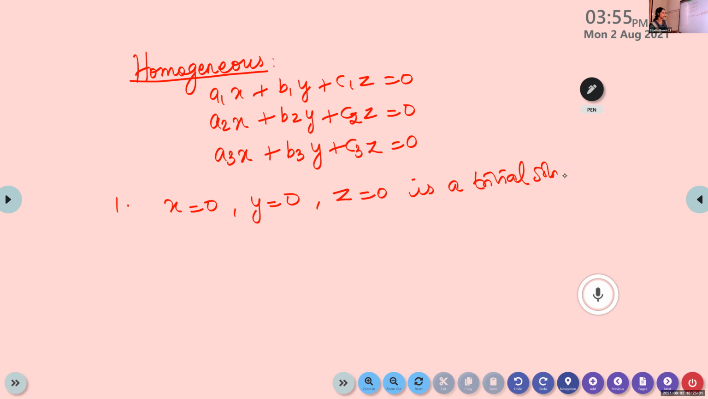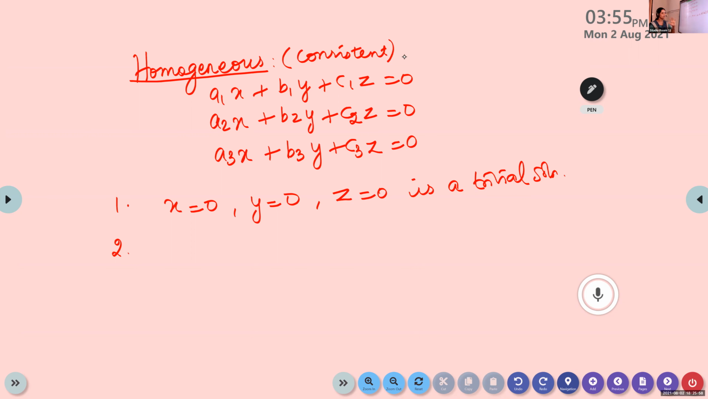Now listen, children, don't write. First listen. 0, 0, 0 is a trivial solution. Hence, a homogeneous equation is always consistent. For a non-homogeneous equation, sometimes it may be consistent, sometimes it may be inconsistent. That one you have to check.